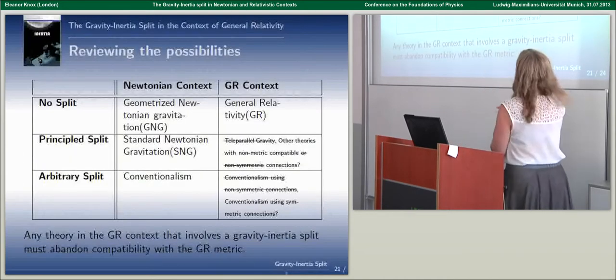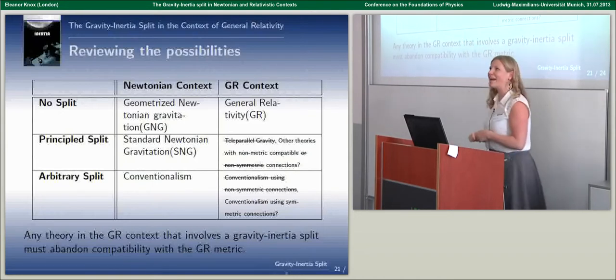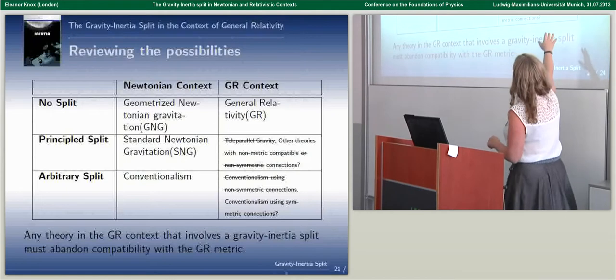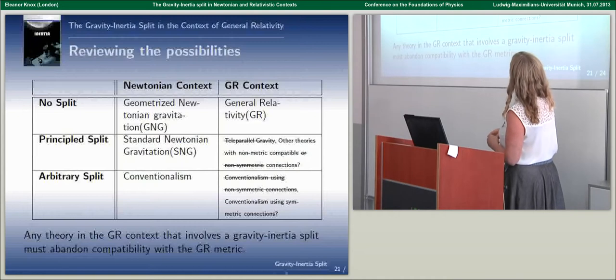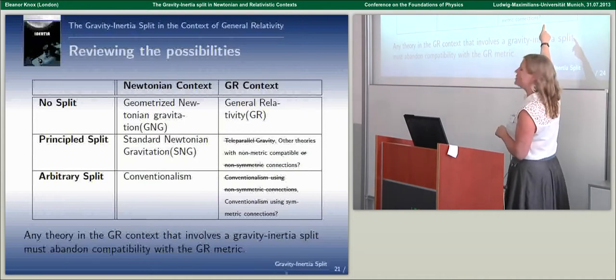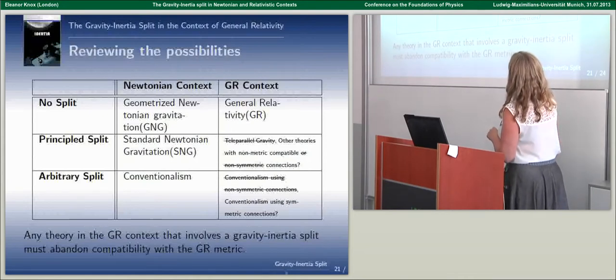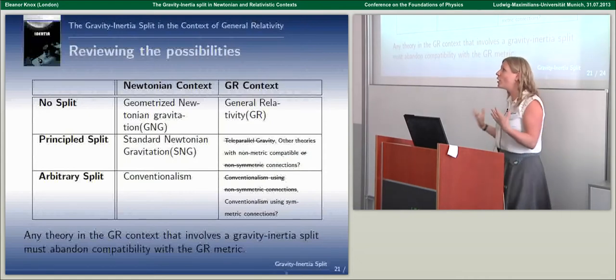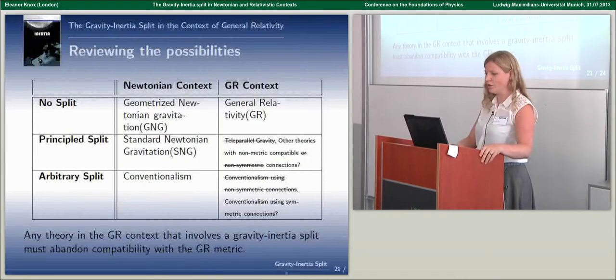Okay, so let's have a look at how our table's doing. This side is entirely intact, sitting there perfectly happy, but this side has quite a lot ruled out. We've ruled out teleparallel gravity as a GR context principled split. We've ruled out any other theory with a non-symmetric connection. I've split up our conventionalism category a little more here. I've said, look, you could have conventionalism using non-symmetric connections, or you could have conventionalism using symmetric connections, and we've ruled out that class of conventionalist theories too. So we've ruled out quite a lot of possibilities for splitting up gravity and inertia in GR.